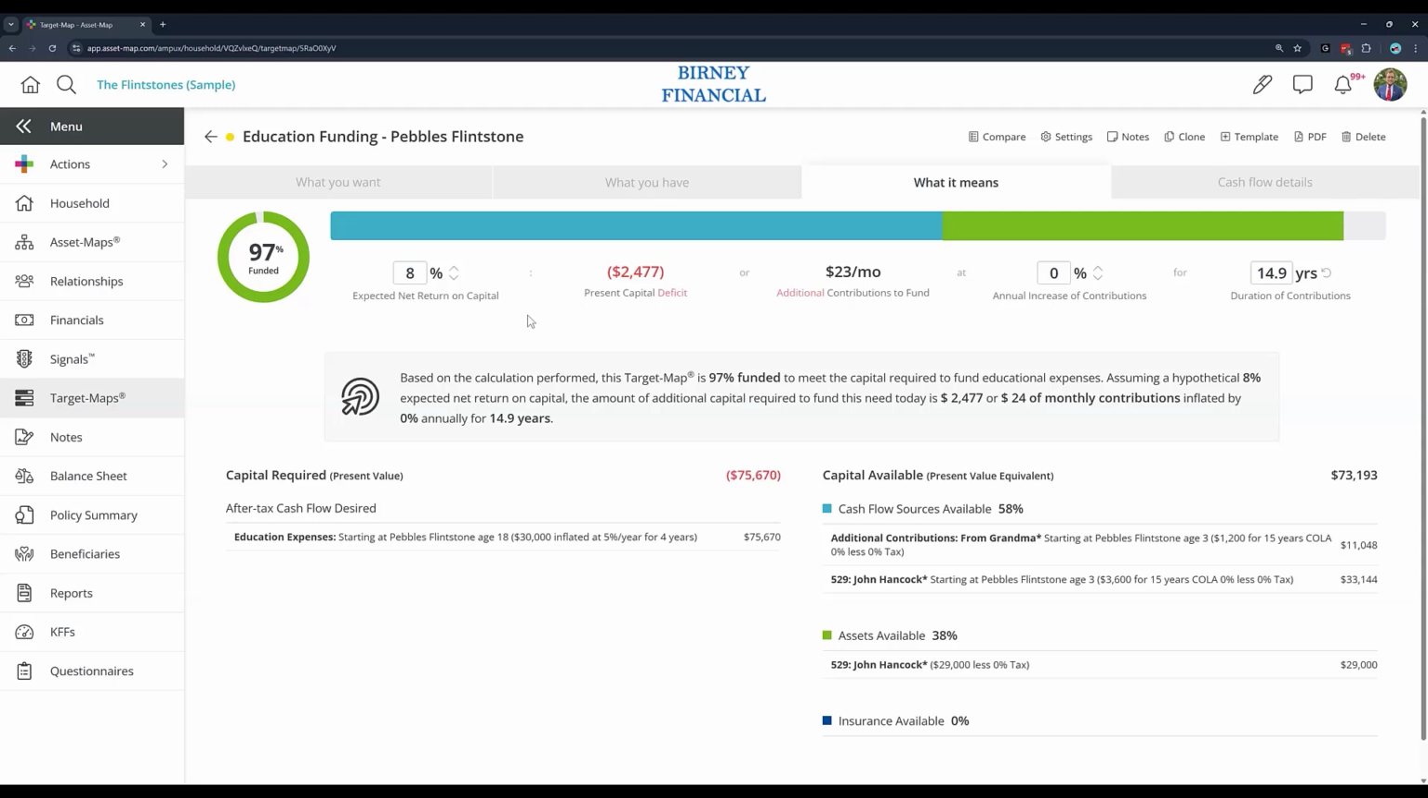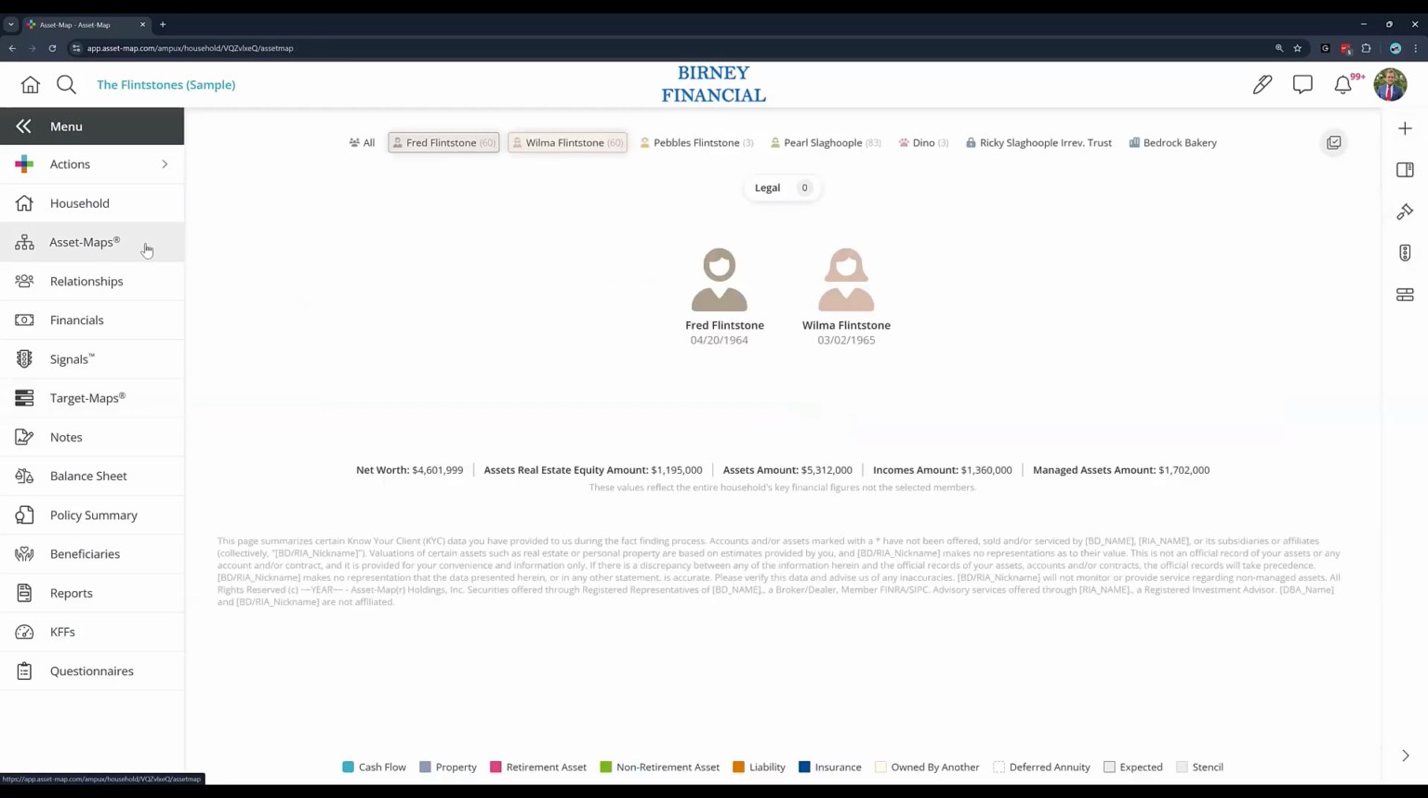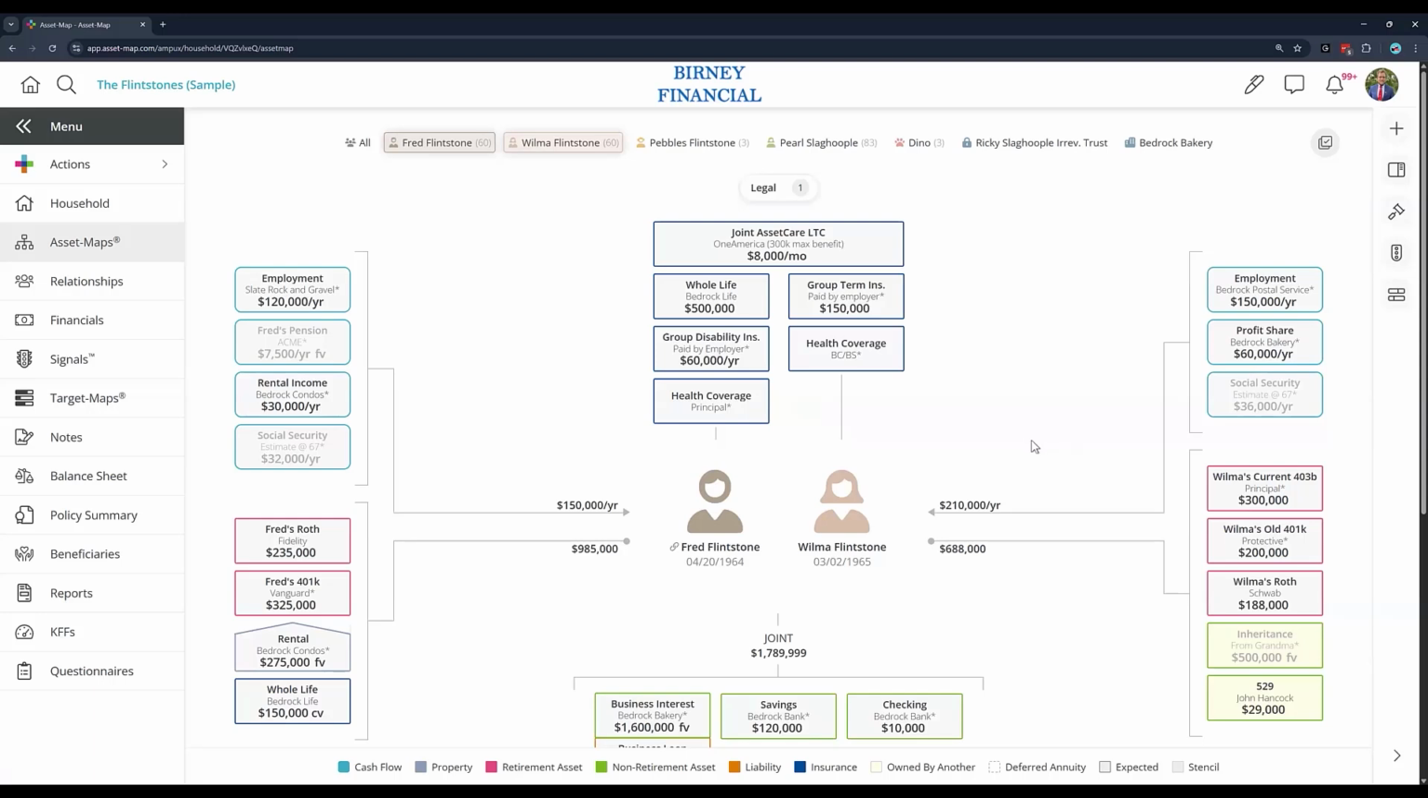But for now, we have a good starting point. Let's reallocate more aggressively, and let's ask grandma to kick in some money, because if we do those two things, look at how much better this target map looks. So that is a high-level view of education funding target maps and how we can use them live with clients and update variables to have some really powerful conversations.